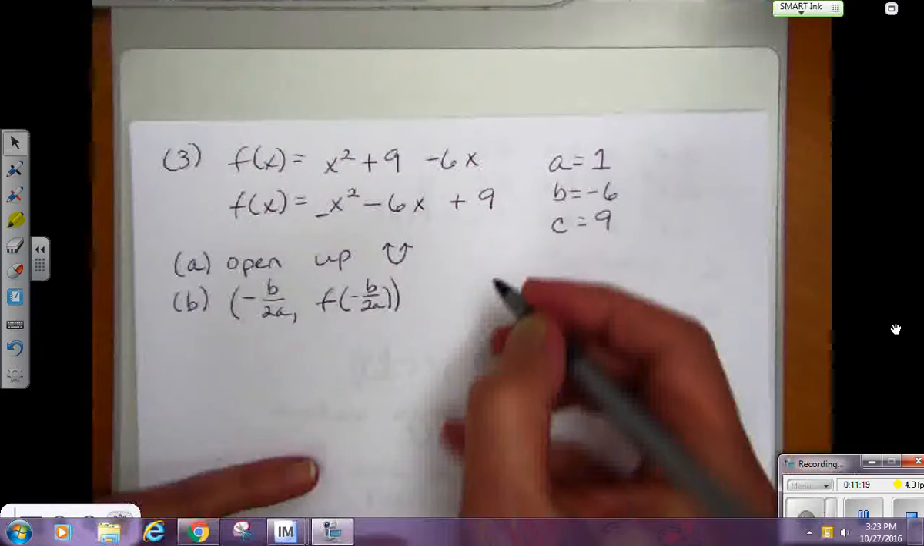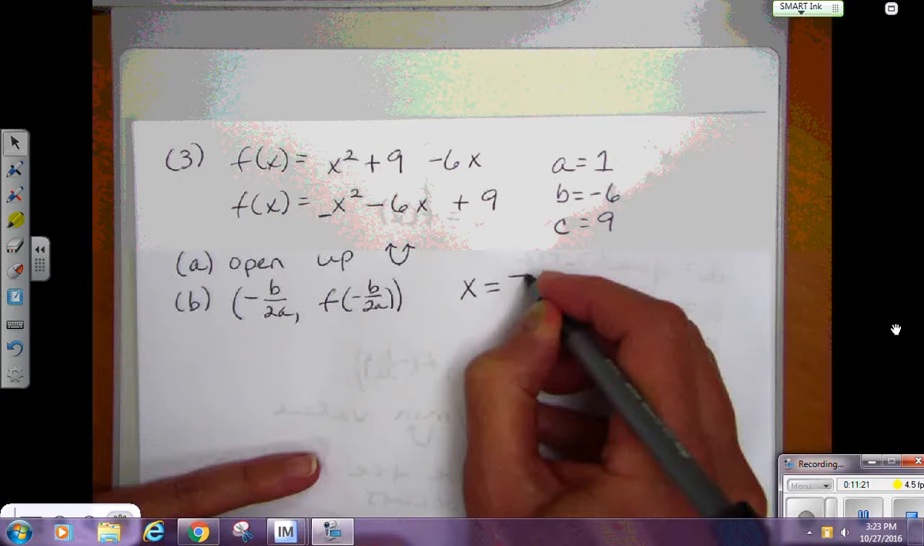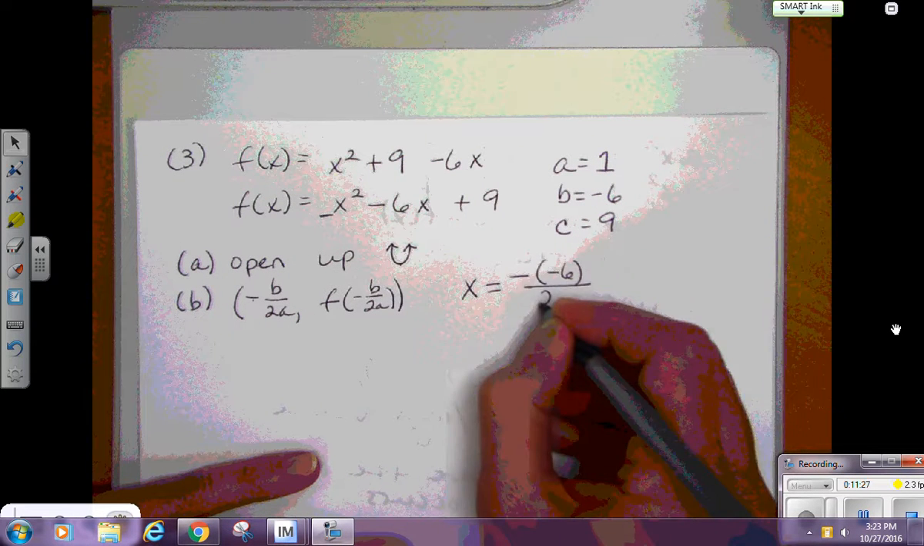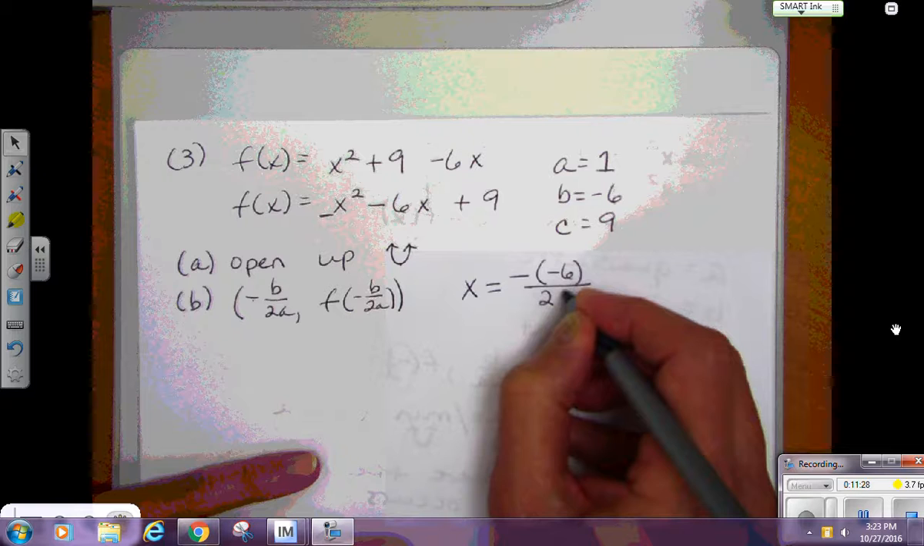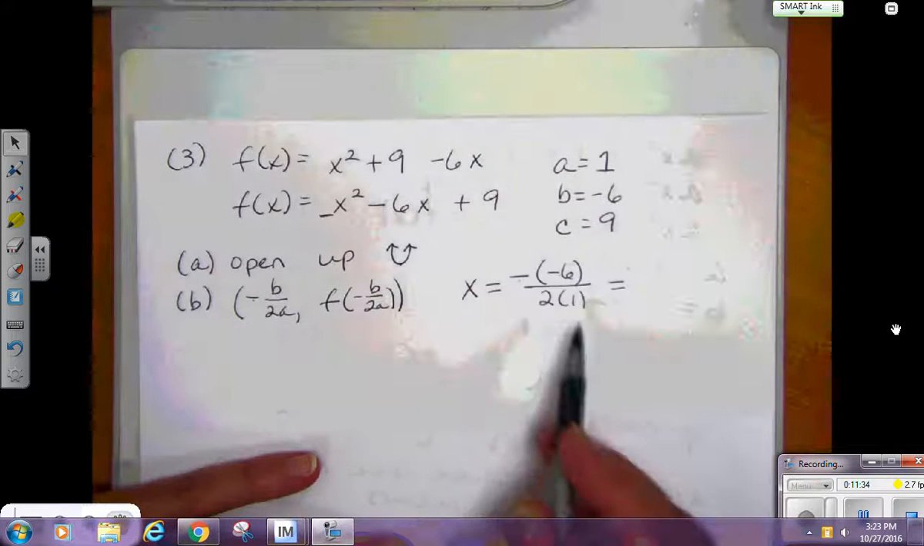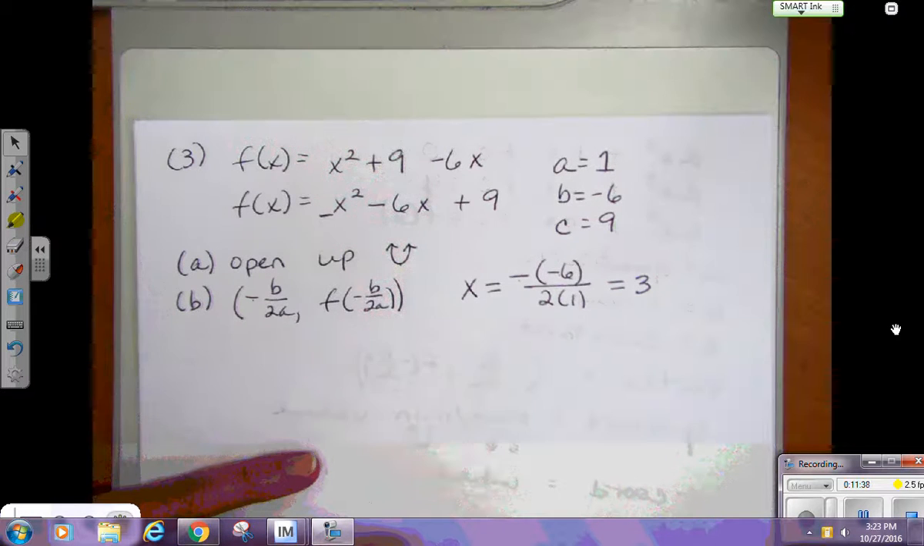Okay, so let's find the x-coordinate first. X equals negative b over 2a, that's part of the equation. B is negative 6, so negative negative 6 over 2 times positive 1. Negative, negative makes that positive. Positive 6 divided by 2 is going to be 3. So my x value is a positive 3.